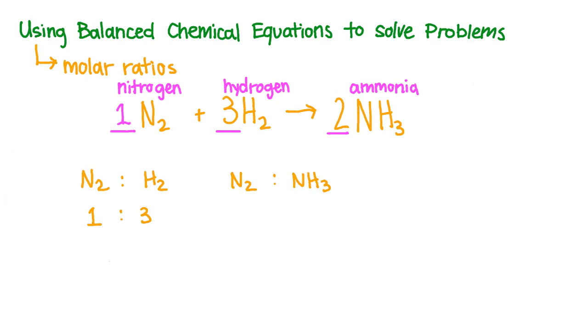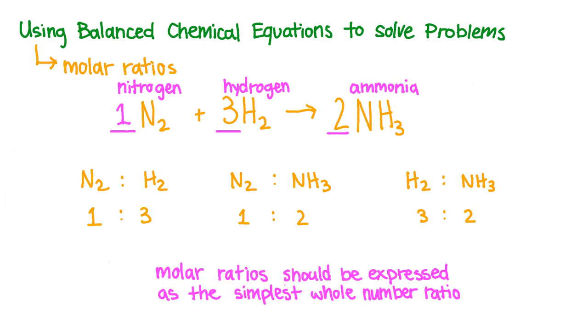Now let's look at nitrogen and ammonia. From our balanced chemical equation, we can tell that every 1 mole of nitrogen produces 2 moles of ammonia, so the molar ratio here is 1 to 2. Finally, let's look at hydrogen and ammonia. Every 3 moles of hydrogen produces 2 moles of ammonia, like we can see from our balanced equation. So the molar ratio of hydrogen to ammonia is 3 to 2.